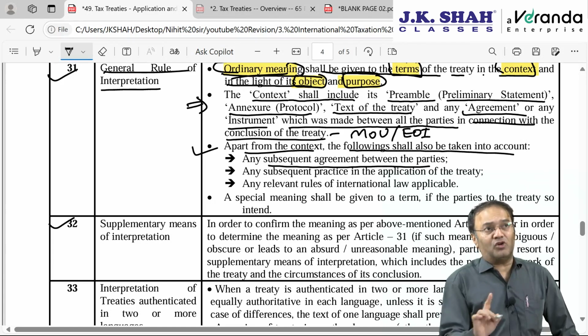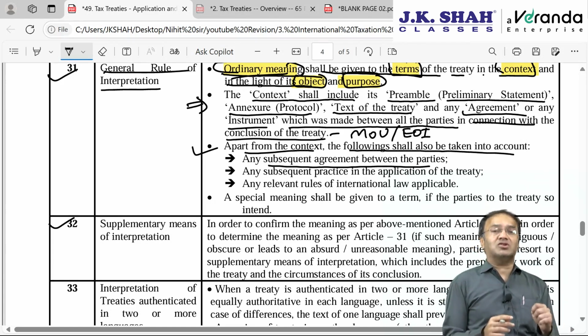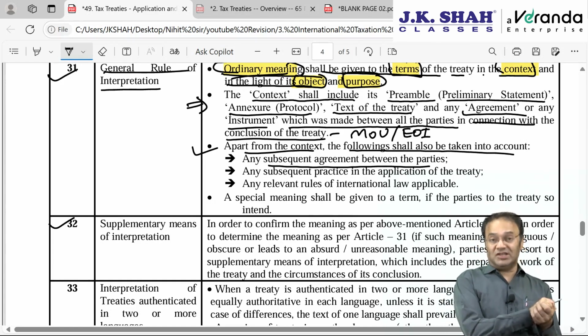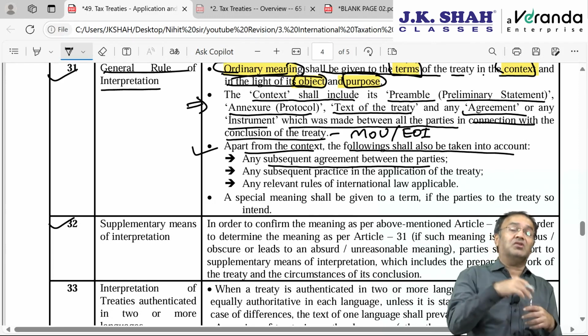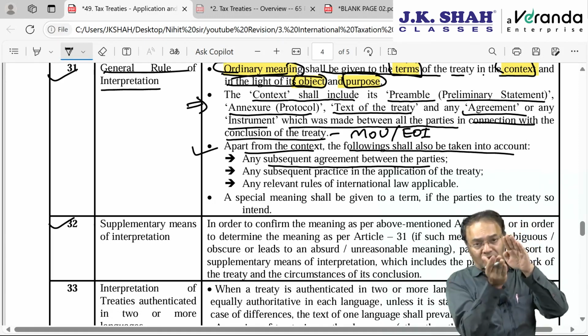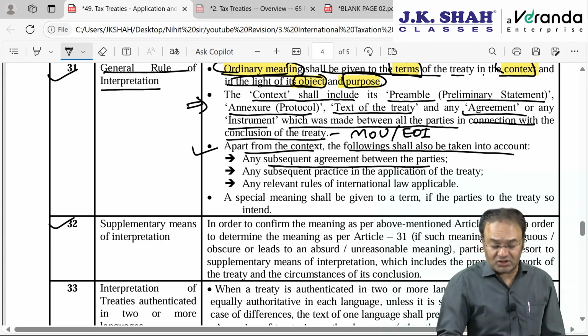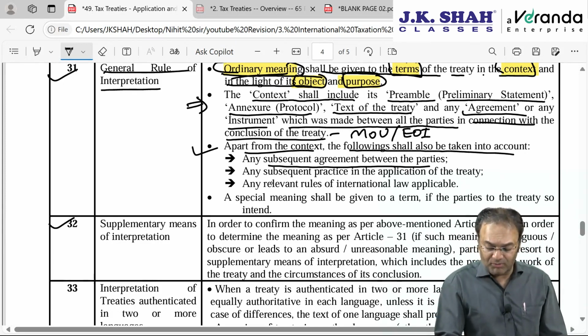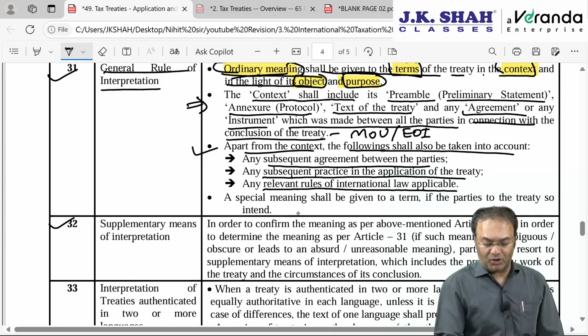The 1984 agreement was entered into between India and Mauritius. Later, in 2016, there was a further agreement between India and Mauritius which was attached to the original agreement as a protocol or as an annexure. So, subsequent agreement between the parties, subsequent practice in the application of the treaty, and relevant rules of international law applicable to it.